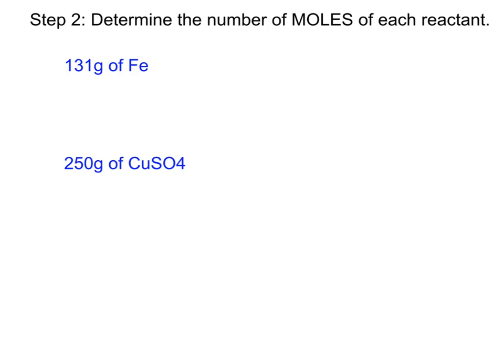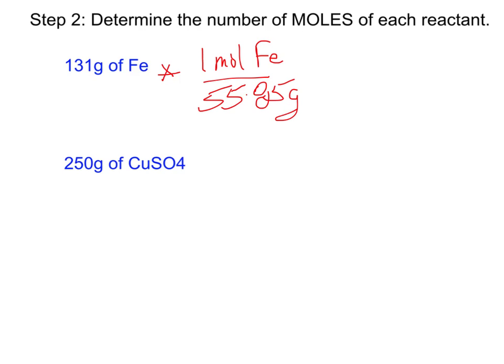Now, first thing I need to do is take the amount from my problem that they gave me. So it says I have 131 grams of iron. Well, I need to turn that into moles. So then I would multiply this by 1 mole of iron. We can look at the periodic table and see that's 55.85 grams. Okay? So when we do our math on that, and let me hit the calculator here, it says that we're going to end up with 2.34 moles of iron. Okay, is what I got.